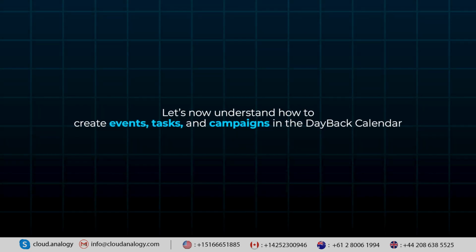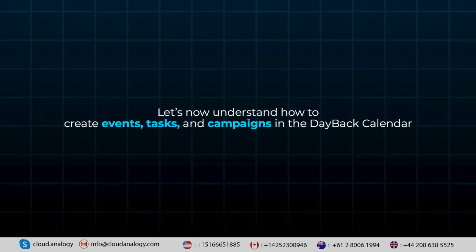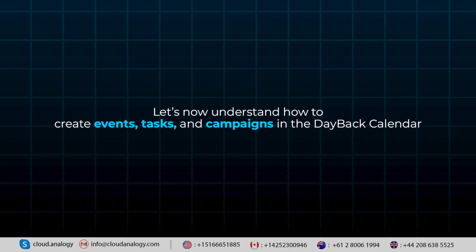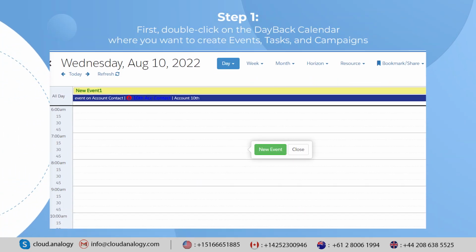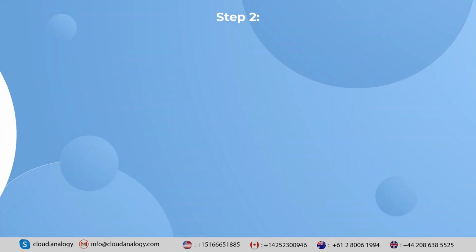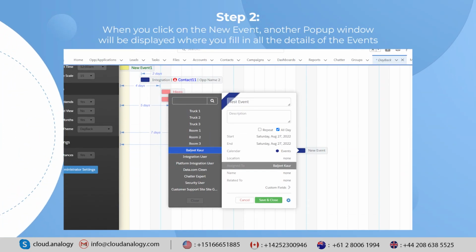Let's now understand how to create events, tasks, and campaigns in the DayBack calendar. Step 1. Double-click on the DayBack calendar where you want to create an event, task, or campaign. Step 2. When you click on the new event, another pop-up window will be displayed where you fill in all the details of the event.